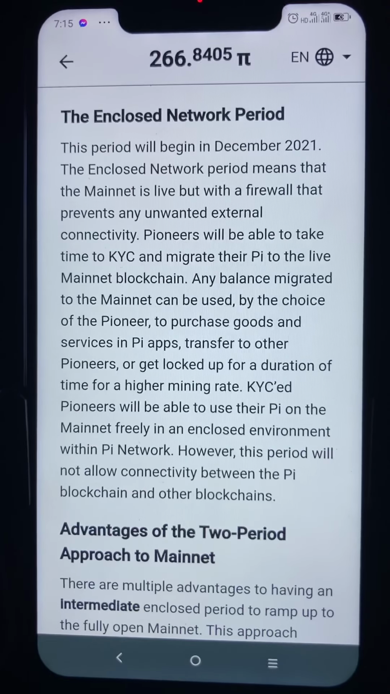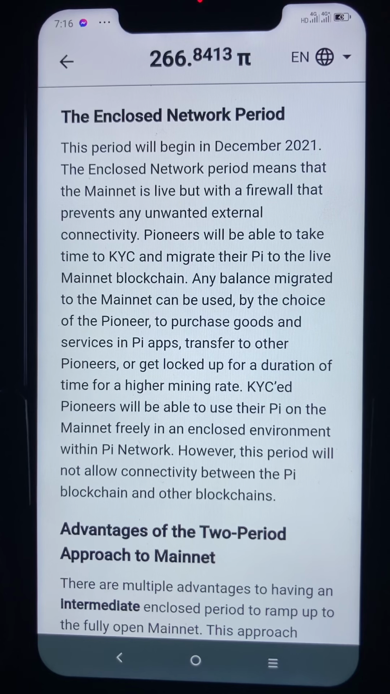Ayan, the enclosed network period. This period will begin in December 2021. Ito na yan, somewhere within 14 days. The enclosed network period means that the mainnet is live but with a firewall that prevents any unwanted external connectivity. Okay, wala tayong connection sa labas.